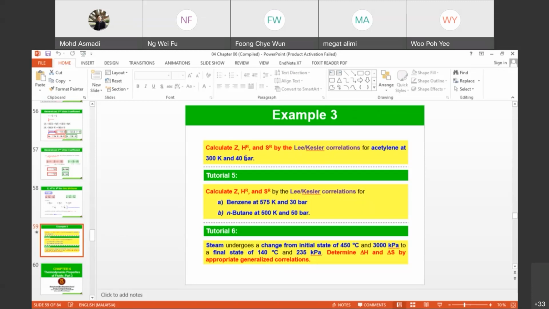I think I gave you an assignment: this one, Example 3 and also Tutorial 6. So can any of you give me the answer for Example 3 first? What are the values of Z, HR and SR? Anyone can write in the chat box.